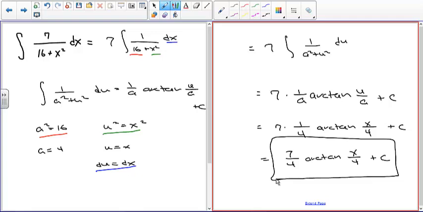There's your answer: 7/4 times the arctangent of x over 4 plus c. When you have just x squared as the u squared part, the du is simply dx. There's no factor in there that you have to worry about. If a squared is not a perfect square, it's no big deal. A would just be the square root of whatever that number is. We just did a perfect square because it looks nicer. You don't have to deal with the square roots, but they're not that big a deal.